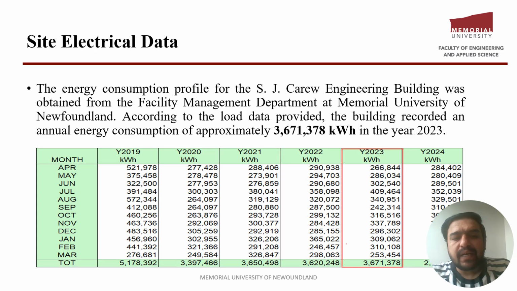In our next slide, site electrical data. After getting the energy data, the building's annual consumption was approximately 3.67 million kilowatt hours. This figure was our baseline for determining how much of the load could be offset by a PV system. Our objective was to meet as much of this demand as possible with solar energy while ensuring grid connectivity.